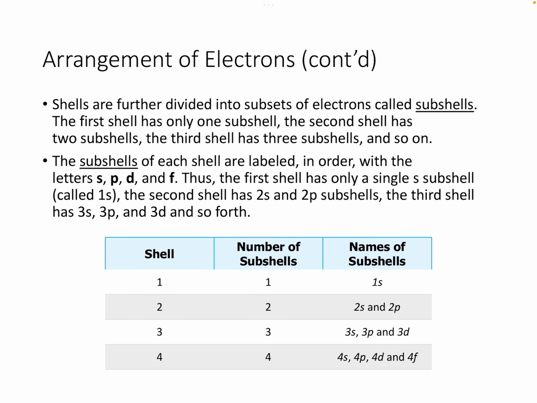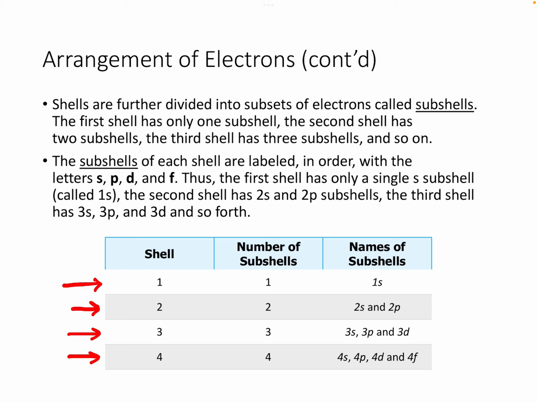So shells can actually be further divided up into what we call subshells. Try to say that 5 times fast. Subshells. So the first shell has only one subshell, and you can see that down below in this table here. Shell 1 has only one subshell. And the second shell has 2 subshells. The third has 3, and the fourth has 4. So pretty easy to remember the number of subshells, right? It's just equal to the shell number.